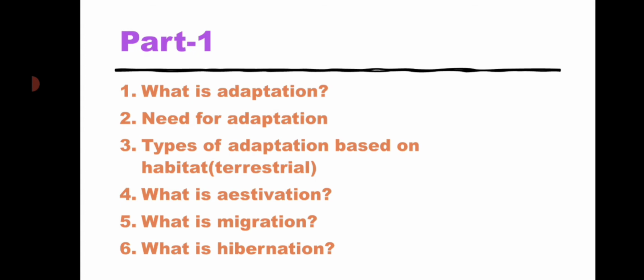In part 1, what I have completed is what adaptation is, the need for adaptation, types of adaptation based on habitat, what estivation is, what migration is and what hibernation is. In types of adaptation based on habitat, I have completed only the terrestrial habitat. So today in part 2, we are going to see about the remaining 4 types of habitat.